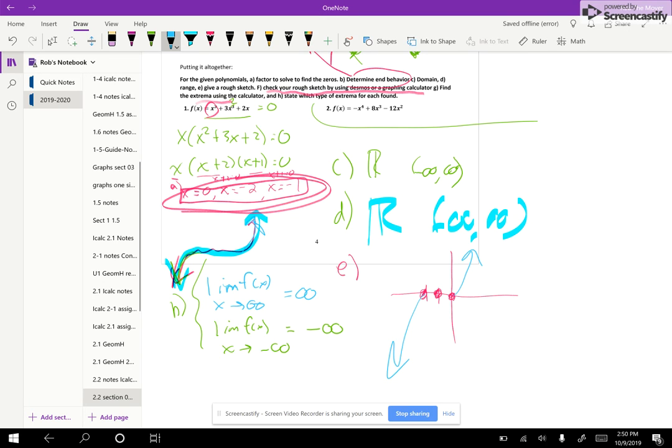Now, how am I going to fill in the rest of this graph? Well, it must go up a little bit and down a little bit between those points. Otherwise, it wouldn't connect like this. So that is a rough sketch.